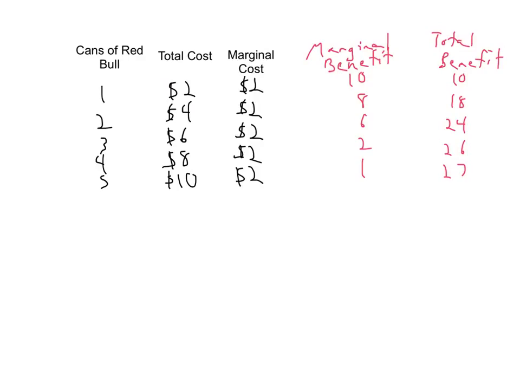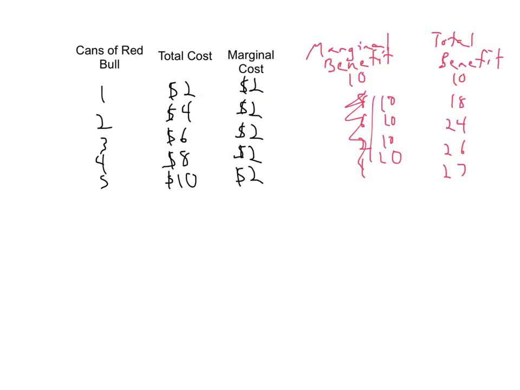Let's think about what this world would look like without the law of decreasing or diminishing marginal benefits or marginal returns. Well, if it made sense for you to buy the first can of Red Bull and it cost $2, and the marginal benefit was 10, if that made sense, then you're going to do it, right? And if the second one made sense, and again, we're living in a world without diminishing marginal returns, so it's always 10, 10, 10, 10, 10.